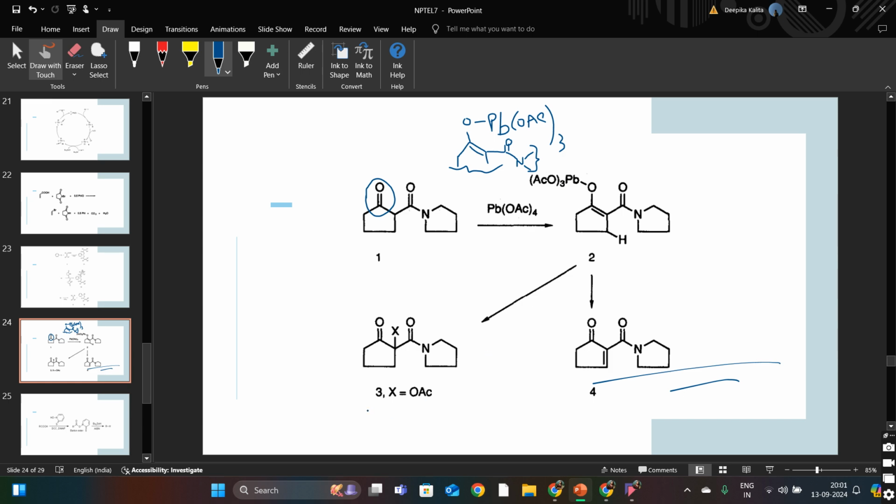Then if we talk about the formation of compound number 3, how it is forming: the acetate which left at the first step, due to the attack of the enol on lead tetraacetate, will come back and attack at this carbon center to regenerate the ketone in this way, and the lead will be knocked out. You will get this product by this mechanism. The acetate will come back and attack at that position. Now let us see how the second product is forming.